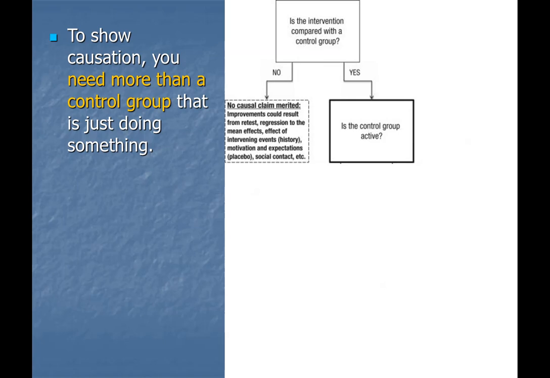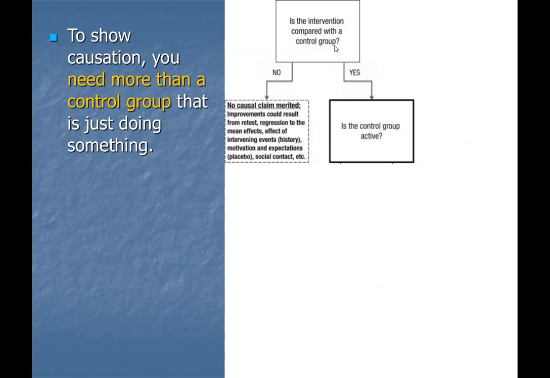You need an active control group, one that's doing something very similar to the other group. So here's a little flowchart that might be helpful. Is the intervention, the treatment you're comparing, compared to a control group? If the answer is no, then you should not, from the results of your study, say that your treatment caused any sort of improvement or difference there, right? Because you didn't have a control group. Everyone kind of knows that. Most of us know there should be a control group in a good experiment.